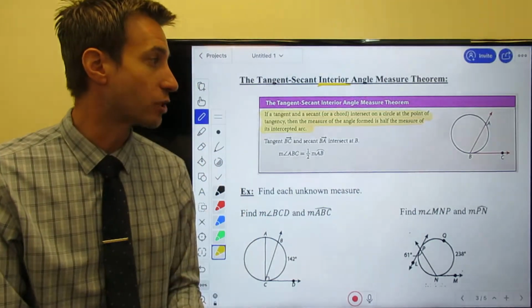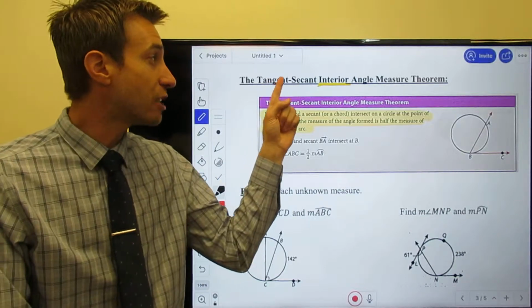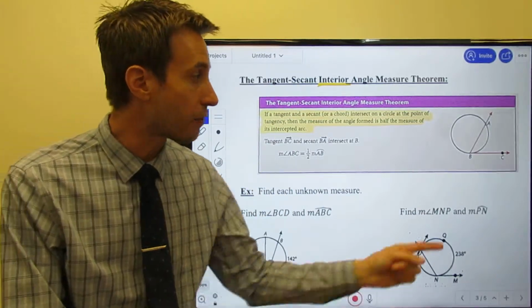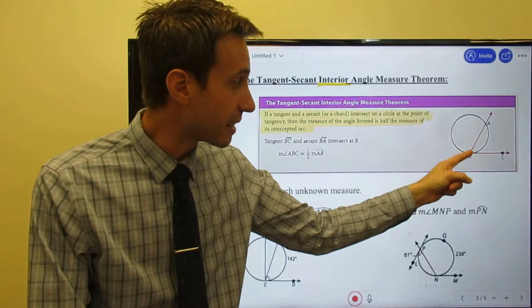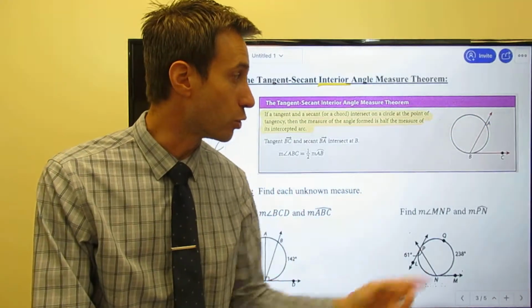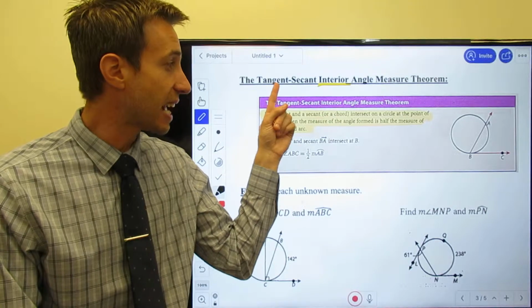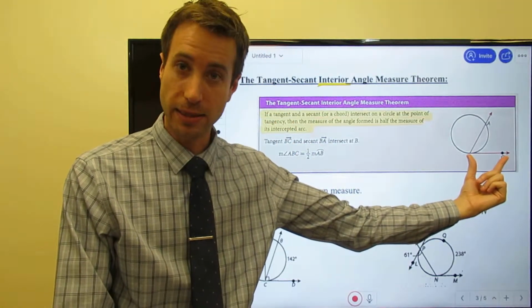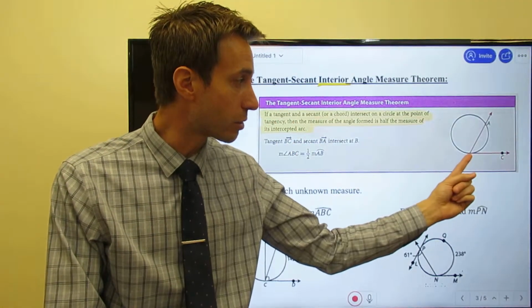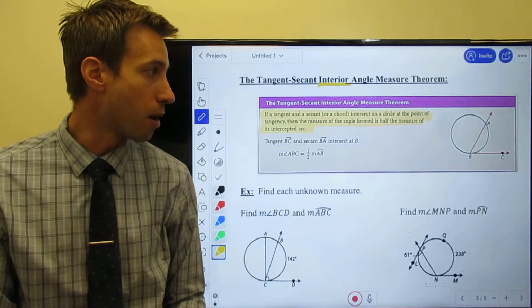Here's the way it's going to work. It's the tangent secant because that's exactly what I've got. I have a secant line that intersects the circle at 2 points, B and A. And then I also have a tangent line BC, which only intersects the circle at 1 point.